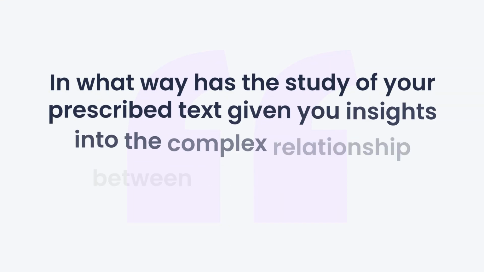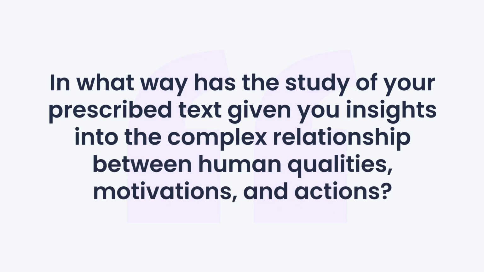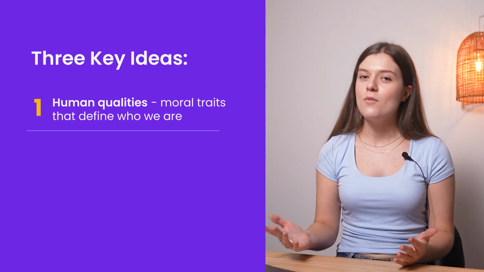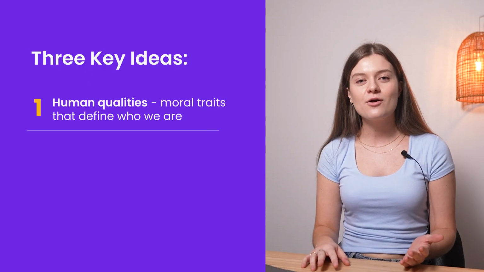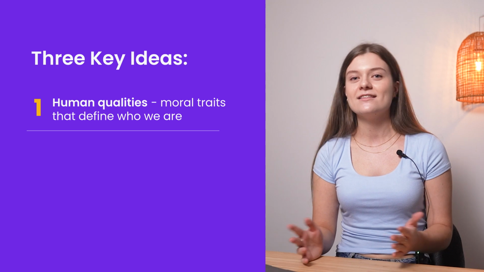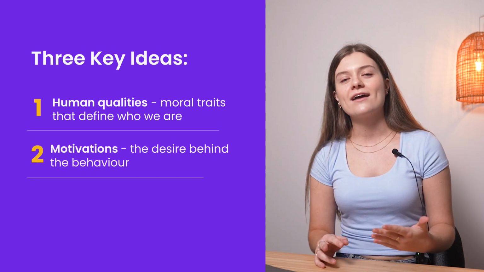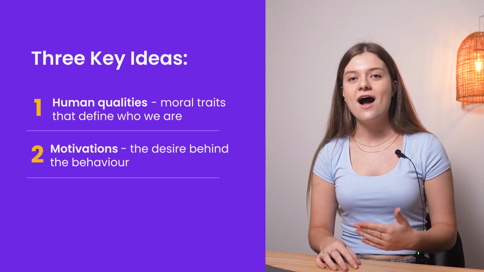In what ways has the study of your prescribed text given you insights into the complex relationship between human qualities, motivations, and actions? From the onset, I can see that there are three key ideas the marker is looking for. 1. Human qualities. These are emotional or moral traits that define who we are, like courage, fear, loyalty, hate, love, resilience. 2 is motivations. This is why people act the way they do. It's the desire behind the behavior.